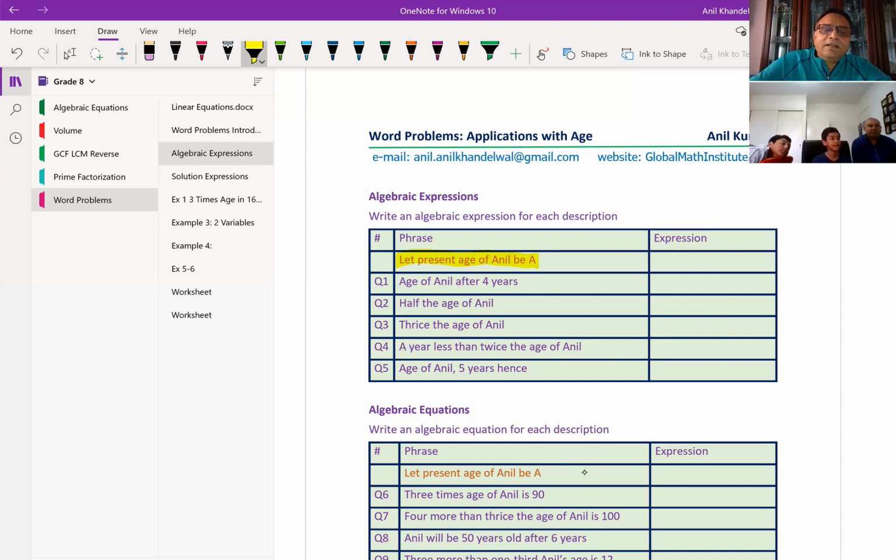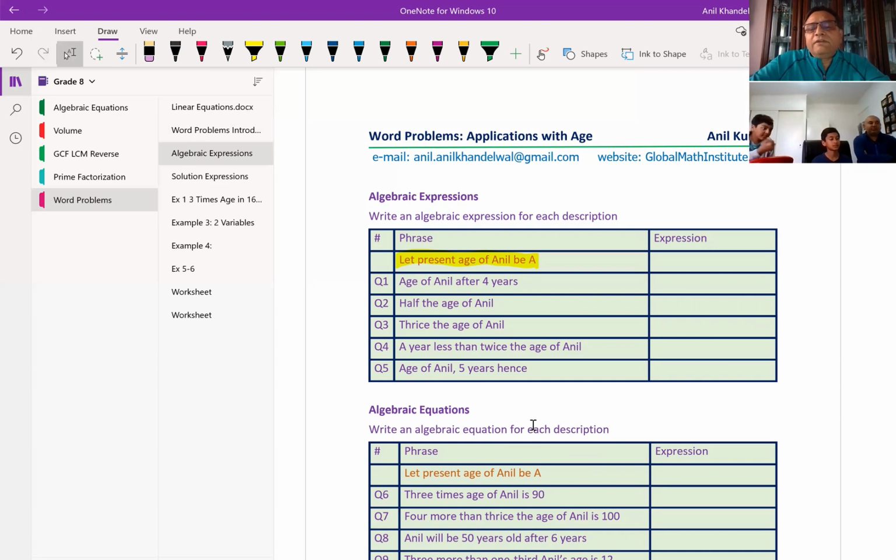3A. A year less than twice the age of Anil. 2A minus 1. Beautiful. So when we say a year less than, the subject is Anil. So twice will come first and minus will come later. So you read perfectly fine.